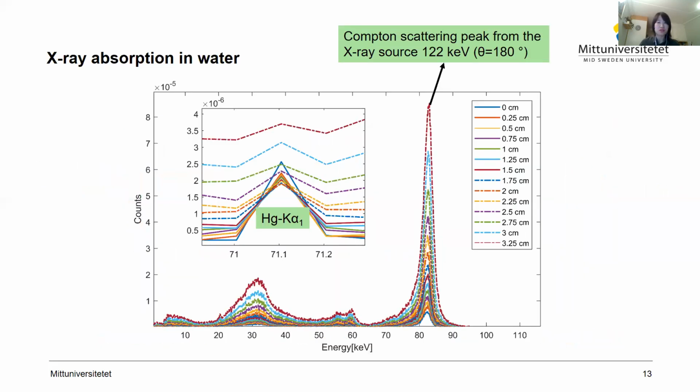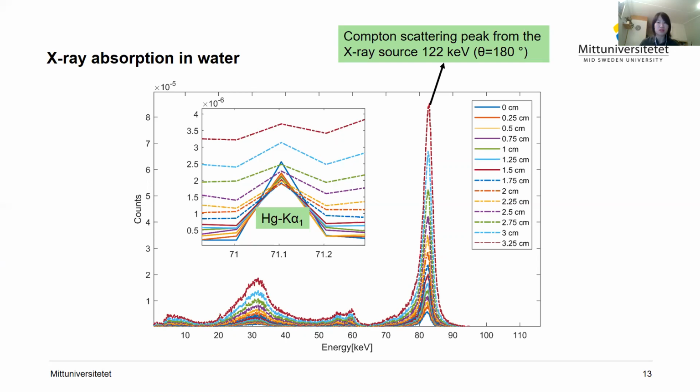The XRF spectra from varying water layer thickness were obtained. The inset shows that the mercury K-alpha 1 peak decreases with increasing water thickness, while the background scattering noise increases. The highest scattered background was achieved when the water thickness is 3.25 centimeters. As a result, the water content surrounding the sample caused a reduction in precision and a lower accuracy for detecting mercury in an XRF system.